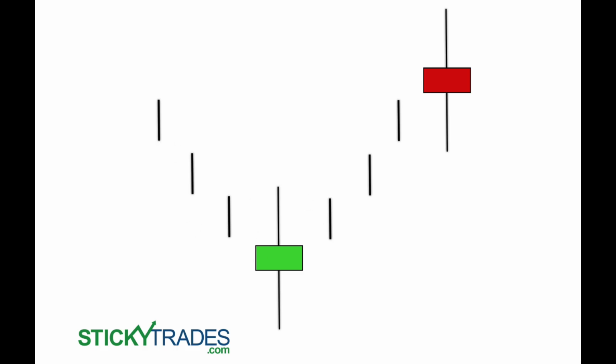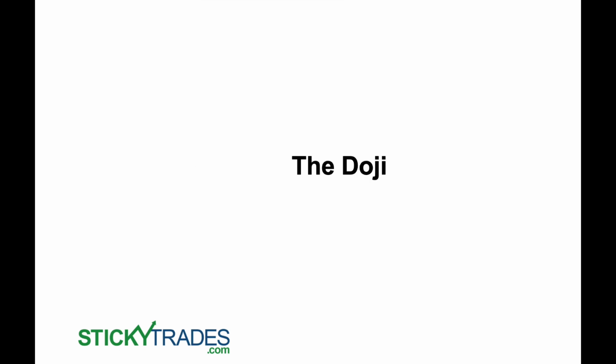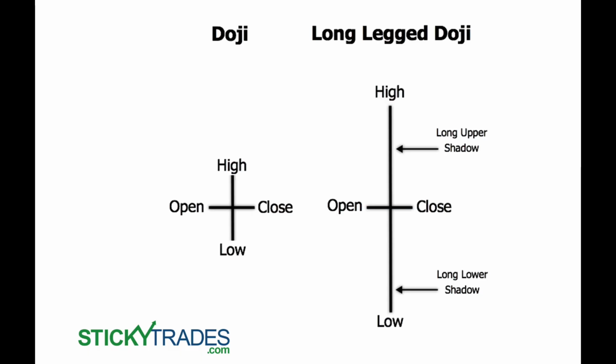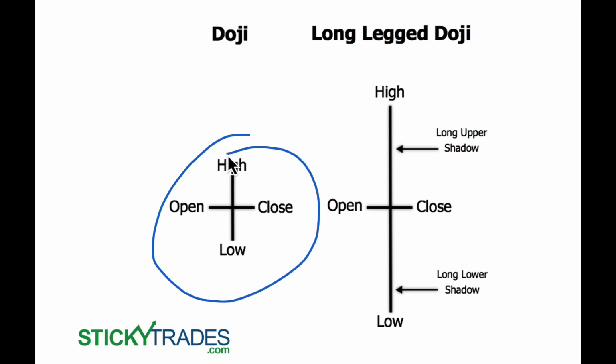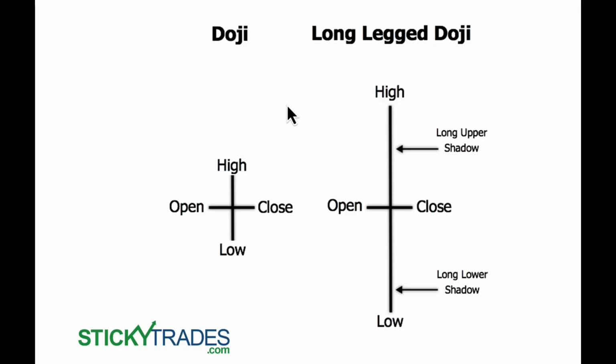Now the dojis are very similar. The doji is also a sign of indecision, but the big difference here is that it does not have a body to it. It's just a horizontal line that represents the fact that the opening and the closing price were exactly the same. The doji on the left is more or less a typical doji that you're going to see. It looks like a cross. And then they have different names for dojis that have long shadows. They'll call this one on the right a long-legged doji.